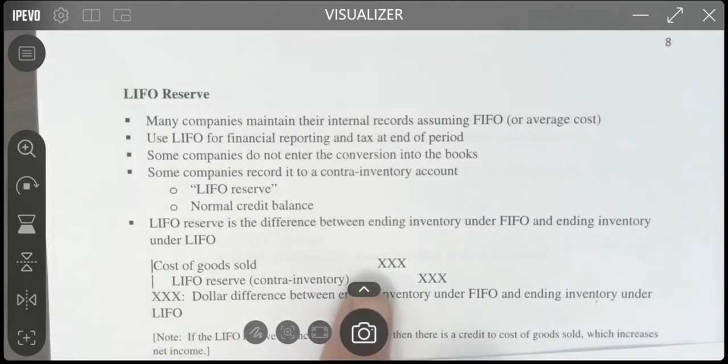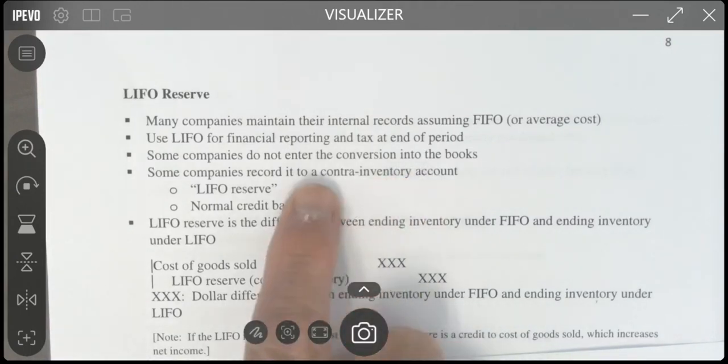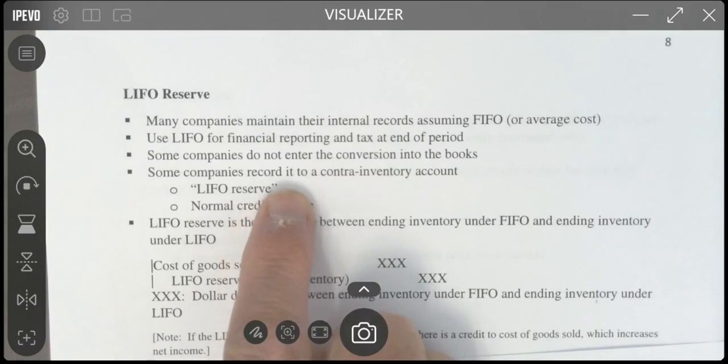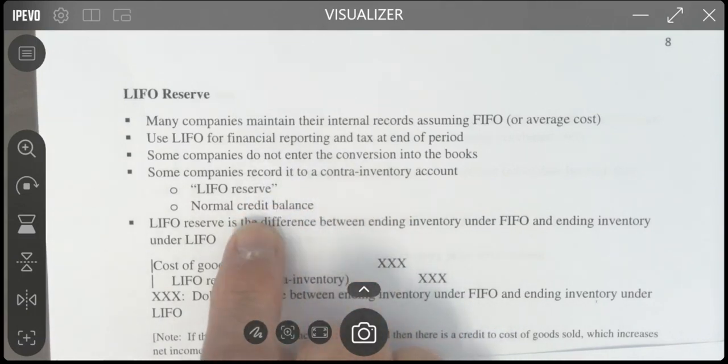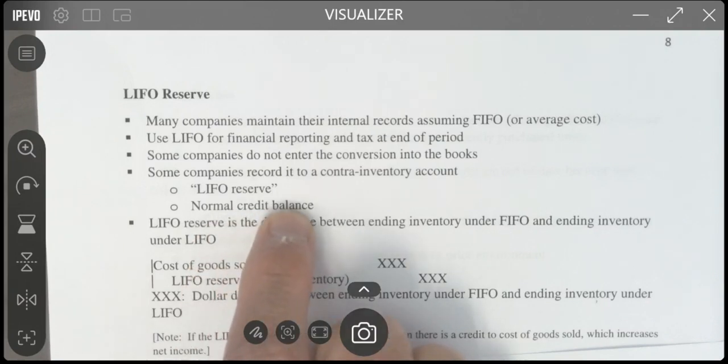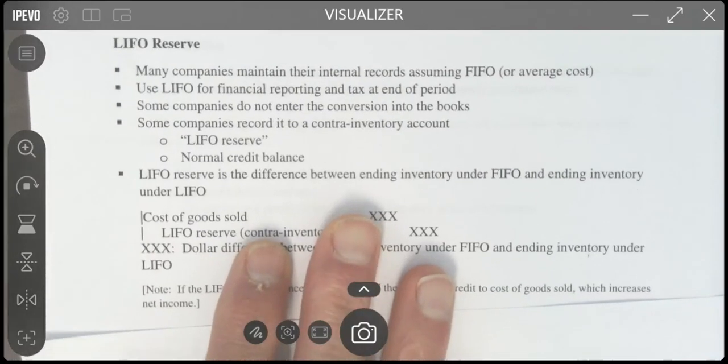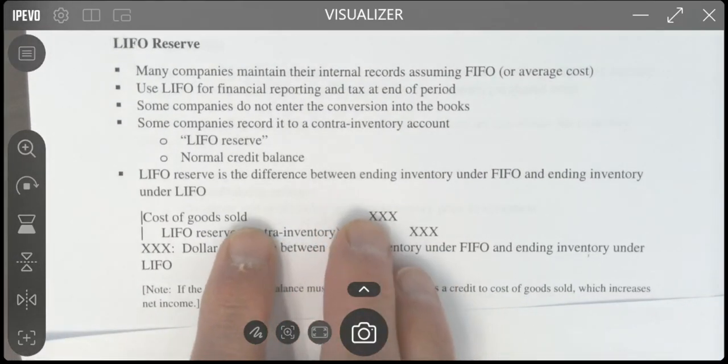Some companies do not enter the conversion into the books, some do. Some companies report it to a contra inventory account called the LIFO reserve. The LIFO reserve has a normal credit balance in periods of rising inventory costs, which usually is the case over the years.